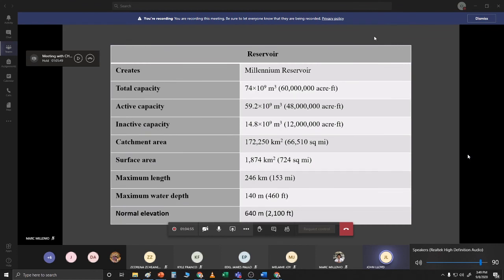So the reservoir has a total capacity of 74 billion cubic meter with an active capacity of 59.2 billion cubic meter. The surface area is 1,874 square kilometer with a maximum length of 246 kilometer and the maximum depth of 140 meters. The normal elevation of the reservoir is 640 meters.